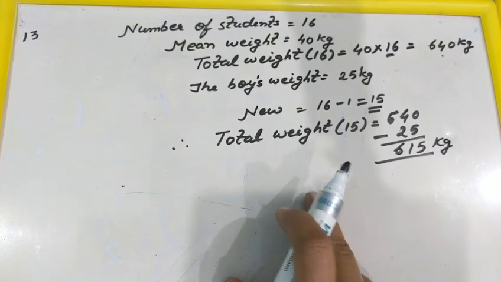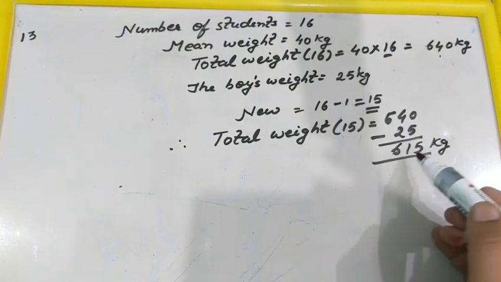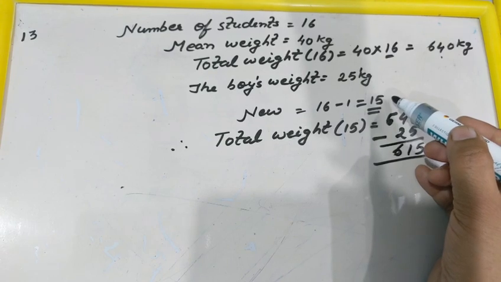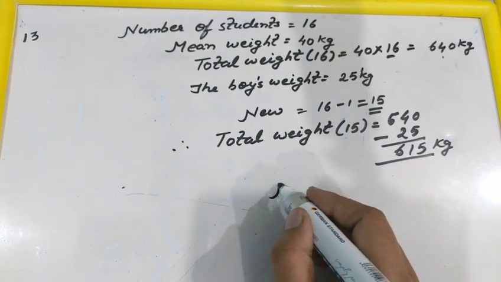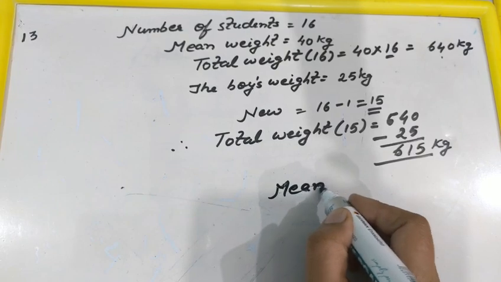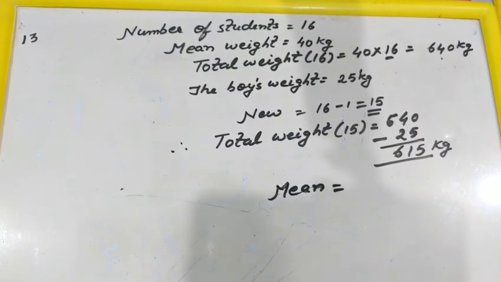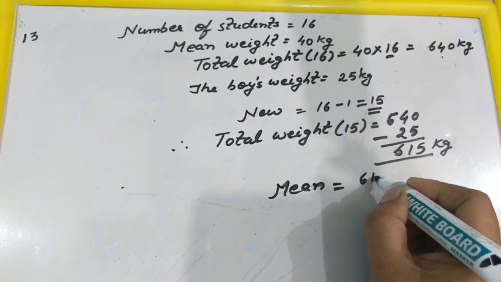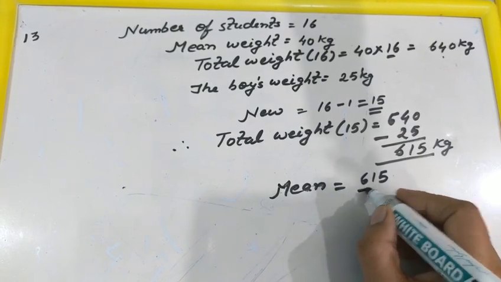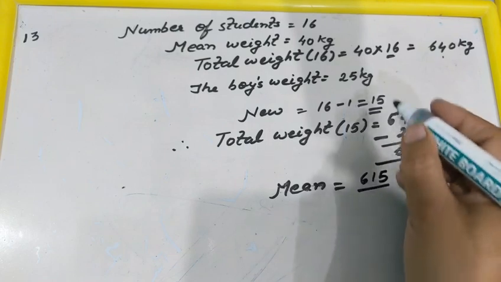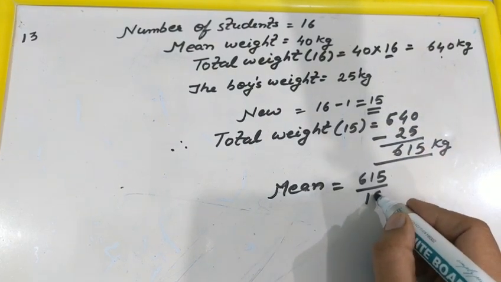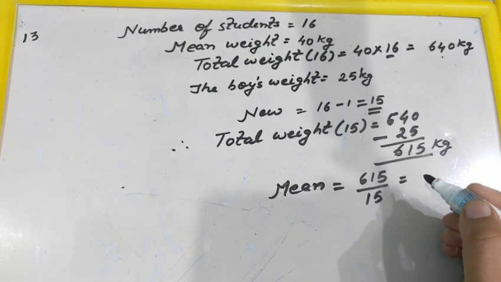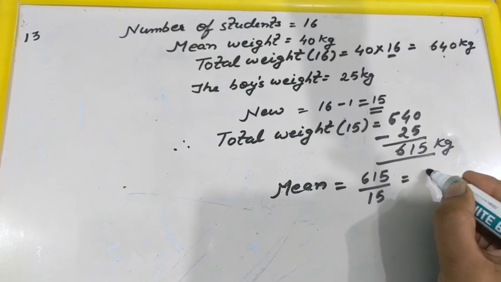Now take care children, this is the sum of the observations and this is the number of observations. So how can you find the new mean? New mean, that is the mean of 15 students, equals the total sum of 15 students' weight upon the number of observations. Now the new number of observations is 15. So when you divide, you will get the new mean. That is equal to 41 kgs.